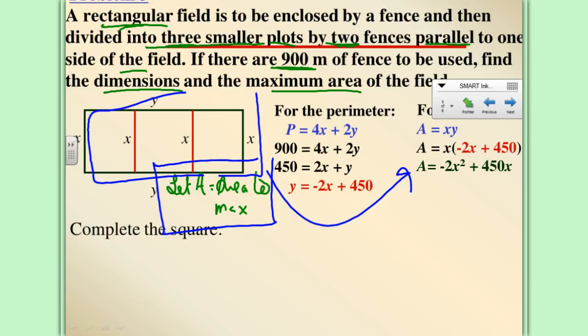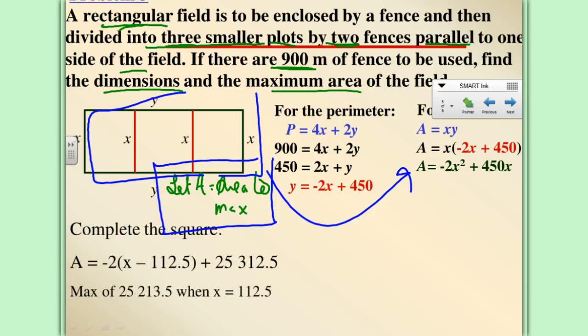What does this parabola look like? If you complete the square, you end up with x equals 112.5, but actually if you use your graphing calculator, what you're going to see is x at 112.5, you're going to have a vertex of 112.5, comma, 25,000. Mr. K ran out of room.